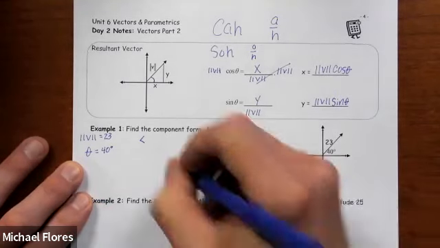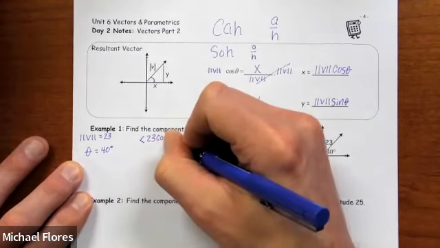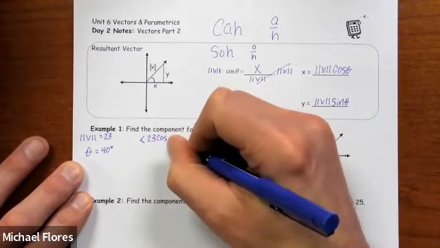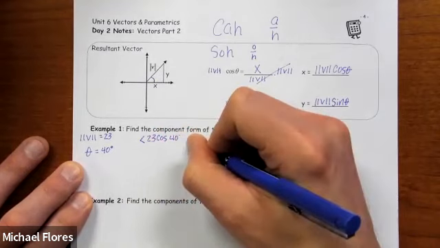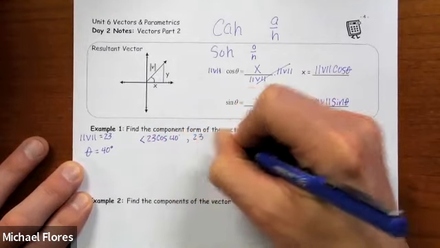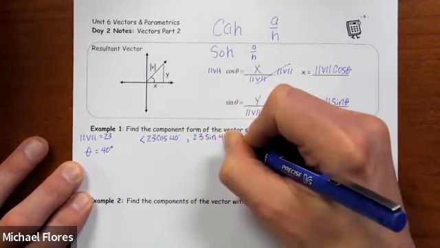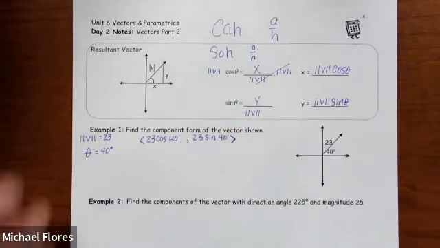So we're going to start with our magnitude, cosine, and then 40 degrees, comma, and then repeat the pattern except put sine in there this time. Magnitude, sine, 40 degrees. Now we have it in component form, but we have it in a trig setup, a trig manner.